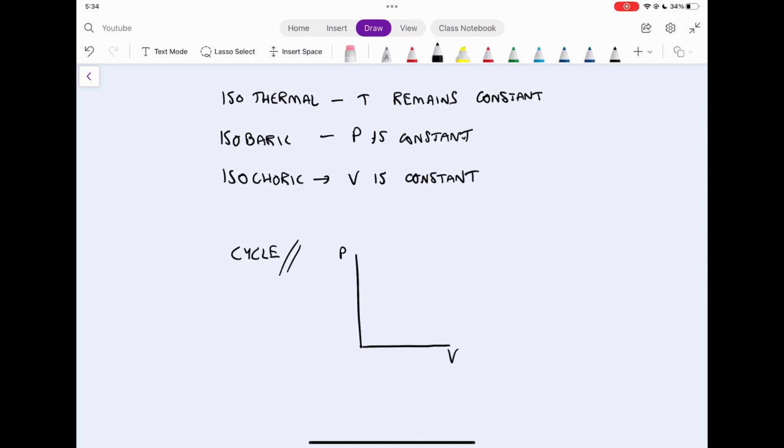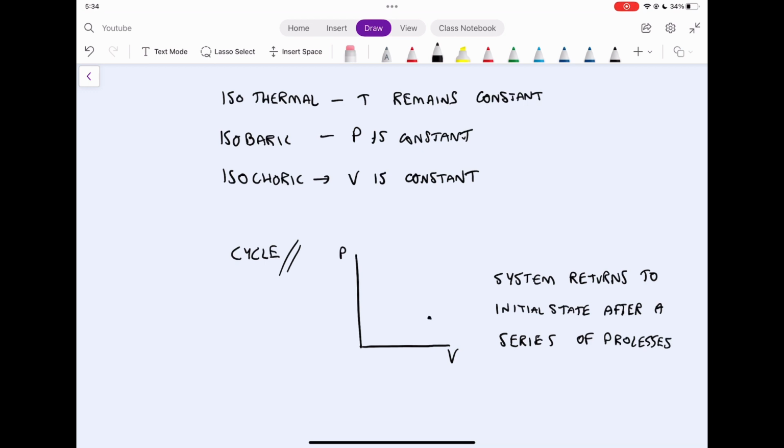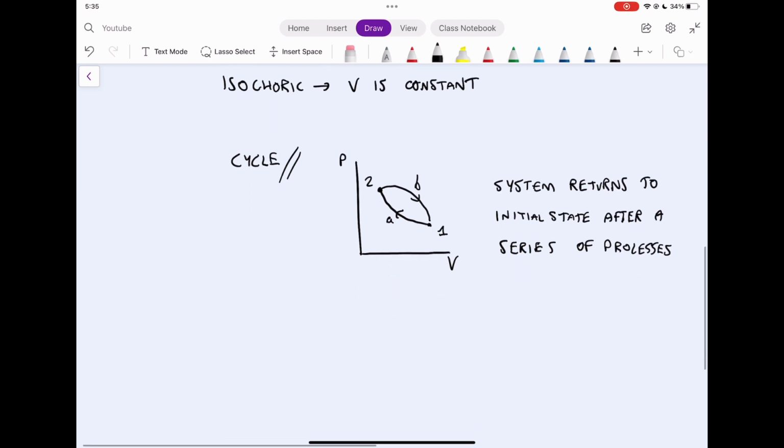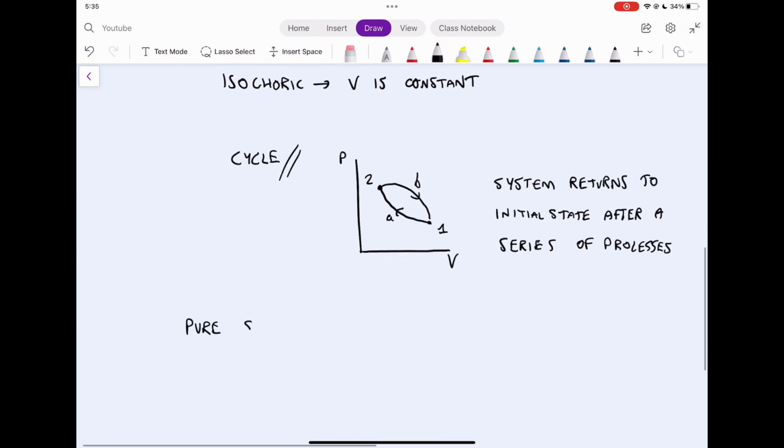Now, a cycle is drawn on a PV diagram as a system that returns to its initial state after a series of processes. We might have 3 or 4 processes in a row, or 5 or 6, or however many processes. The specificity of a cycle is that it returns back to its initial state. An example of this would be if we take our process from point 1 to point 2, and we call this path A. If we then go from 2 back to 1 through path B, we complete a cycle.